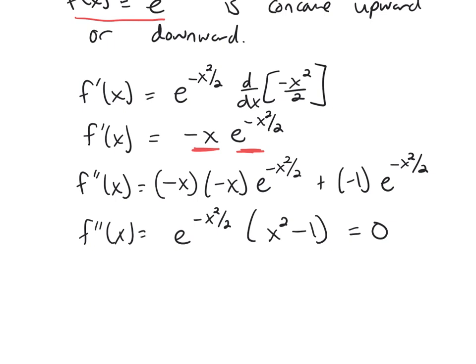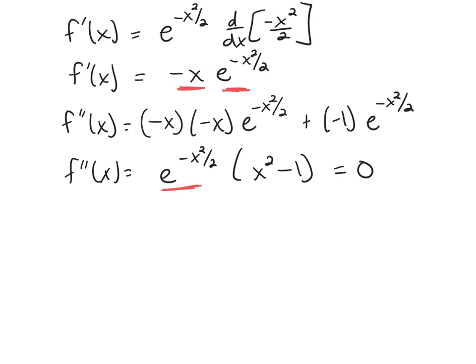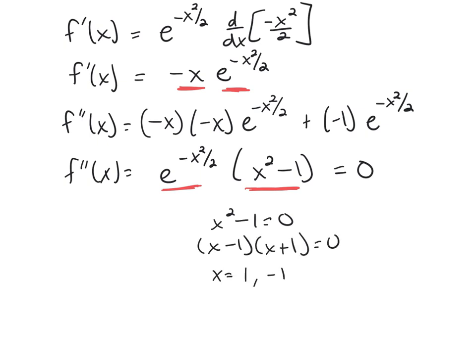Well, e to a power is always positive. It's never 0. So the only way I'm going to get 0 is from the second part here, x squared minus 1. You can factor that as x minus 1 times x plus 1. So I get two solutions, 1 and negative 1.